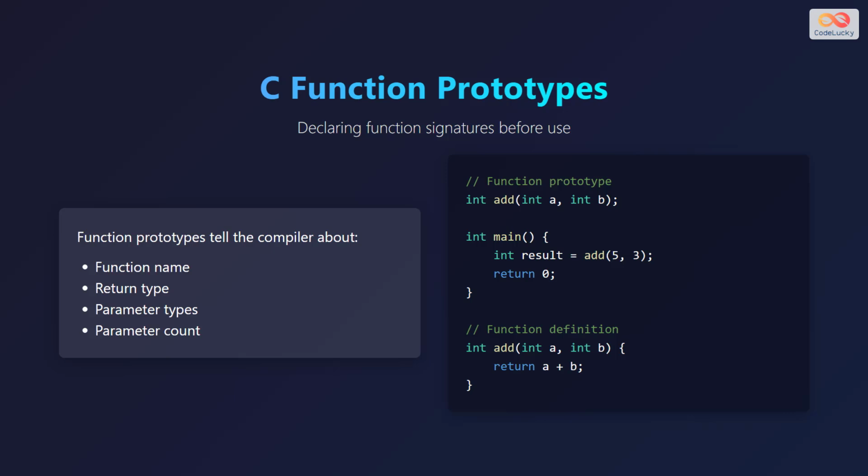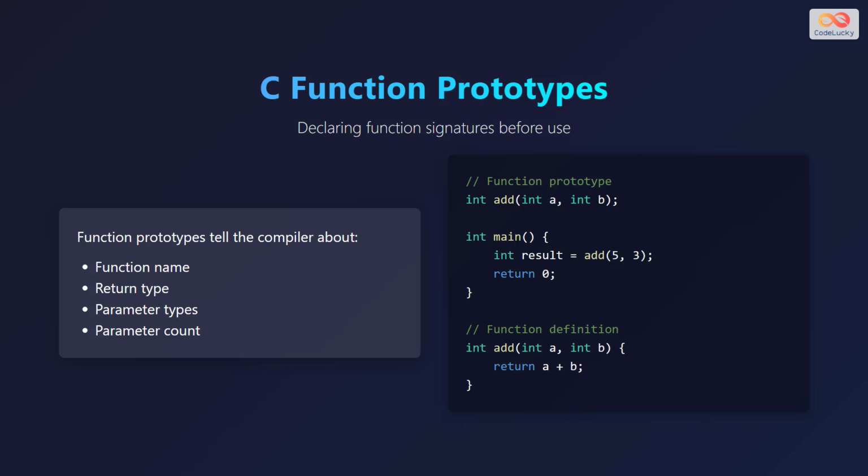In this video, we're going to explore C function prototypes. Function prototypes are declarations of functions that tell the compiler about the function's name, return type, parameter types, and the number of parameters it expects. The subtitle here says declaring function signatures before use. Let's dive in to understand what this means and why they are essential in C programming.